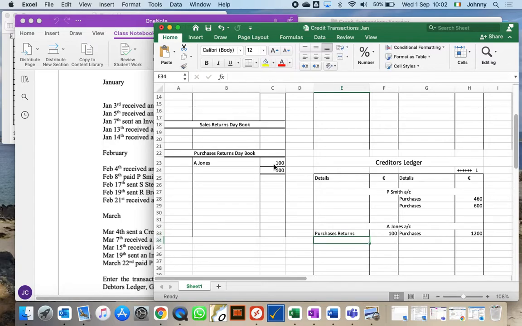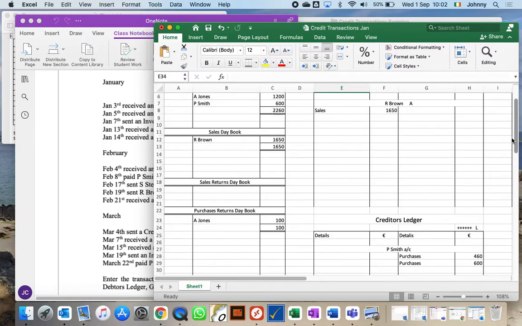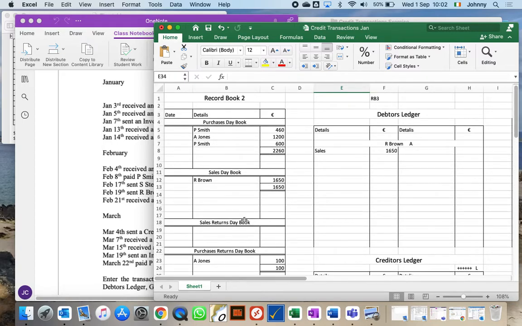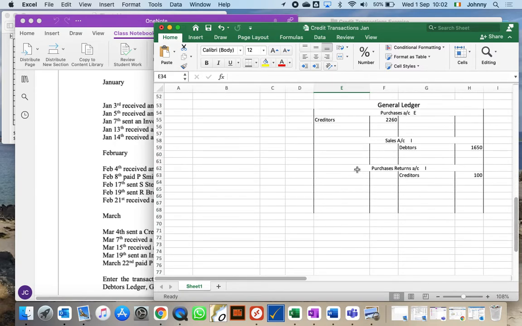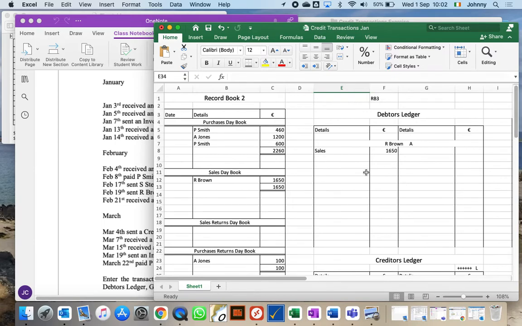Okay with that? Okay. I've now done, for all of my entries, I've now put them in two places. I put the totals of the day books into the general ledger in an account called sales, purchases, etc. Okay. I've gone to the person's account and I put all of the individual purchases and sales in the person's account. Okay. What do you think I should do next?